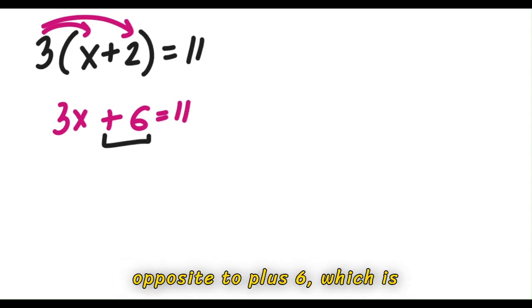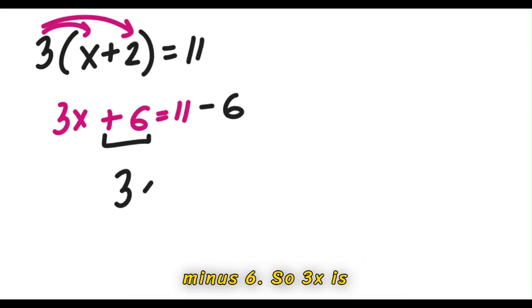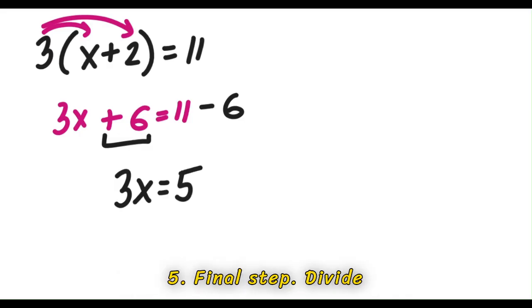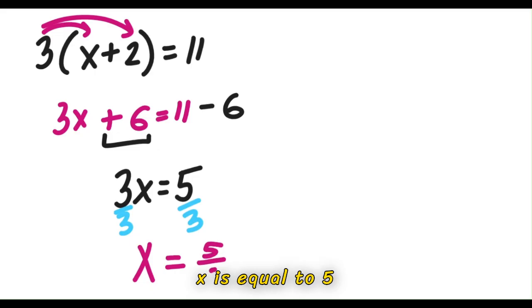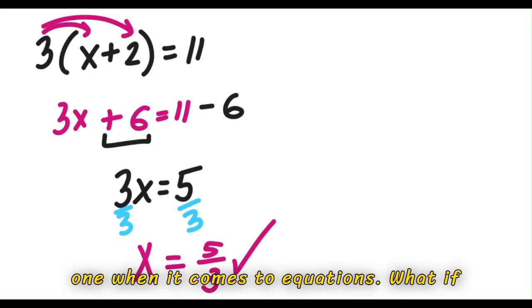Now the opposite to plus 6 is minus 6. So 3x is equal to 11 minus 6, which is 5. Final step, divide by 3, divide by 3. X is equal to 5 over 3. That's it, perfect. And the last one when it comes to equations.